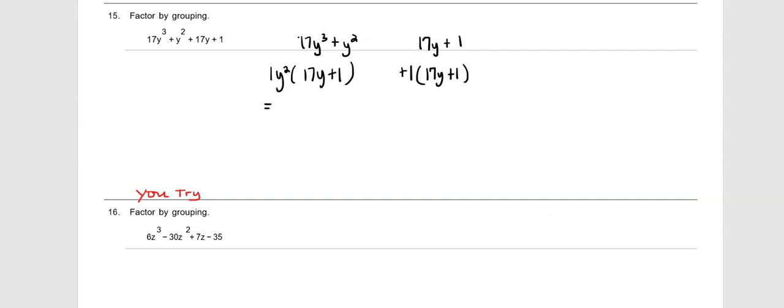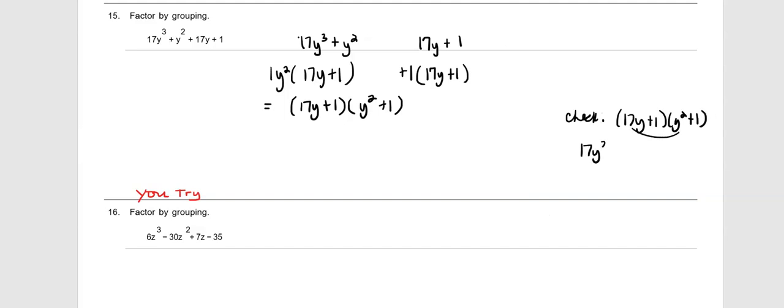So we write our final answer using the common binomial 17y plus 1 times the coefficients y squared and the positive 1. And we want to spend that additional 20 seconds or so checking our answer by multiplying. So 17y times y squared is 17y to the third. 17y times 1 is a positive 17y. 1 times y squared is y squared, and 1 times 1 is 1. And that checks out with the original 4 terms.